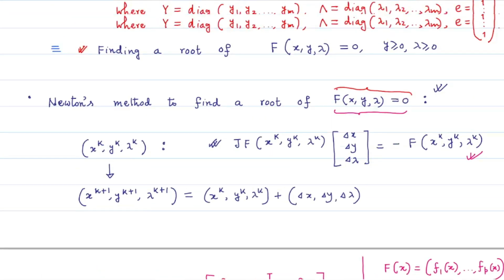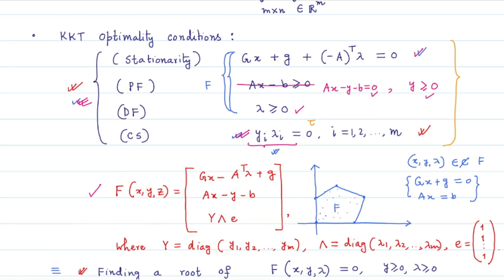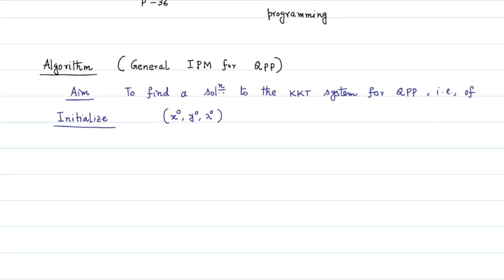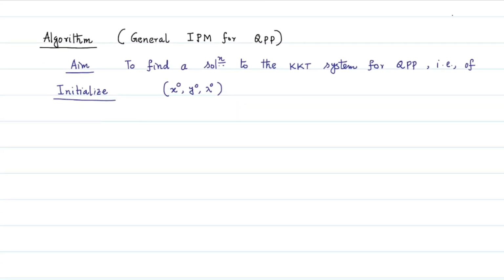The system is over here. Let us name it star. We are aiming for solving the system of equations star. And the algorithm to solve this equation star is as follows, that we initialize the process with a given initial point.